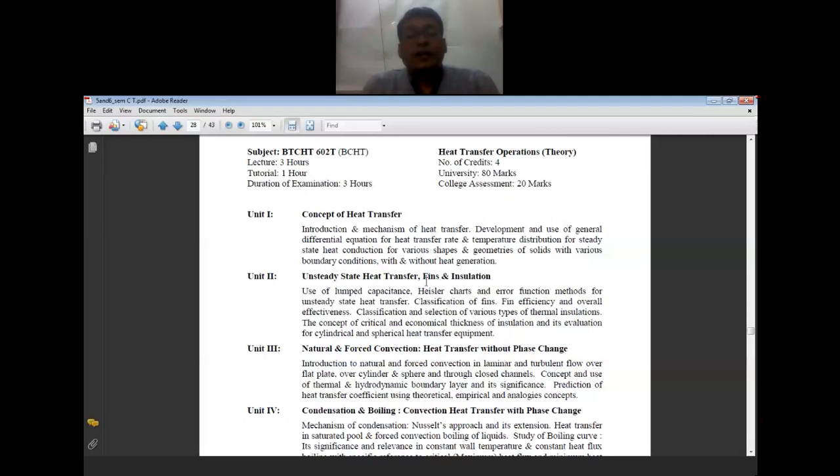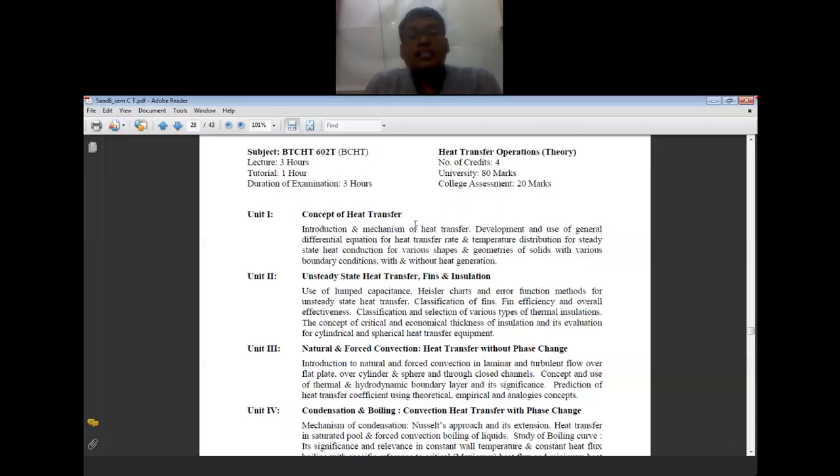Then this heat transfer, the mechanism by which the heat transfer takes place, is by conduction, convection and radiation. The three different modes of heat transfer, you can say three different mechanisms: conduction, convection and radiation, the details of which we are going to understand afterwards.